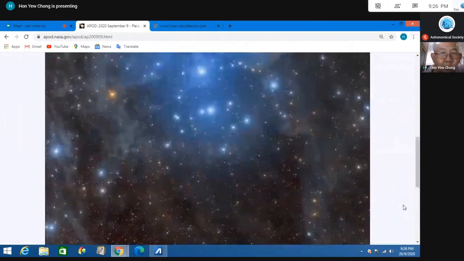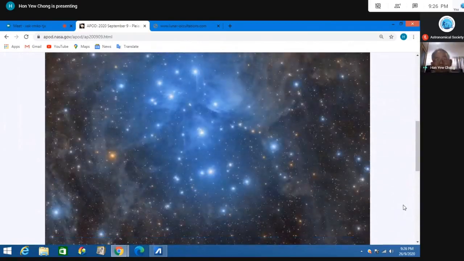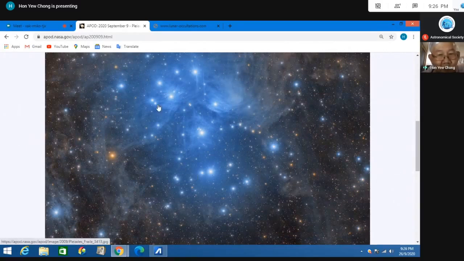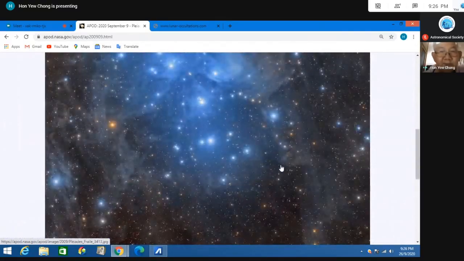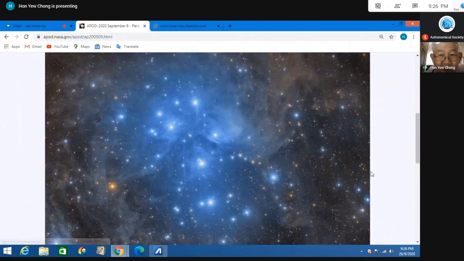So beautiful. Wow. Remember, most people say seven sisters. But no, with a powerful, good telescope and with a camera, there are actually 1,000 sisters in the Pleiades star cluster. And they are all very what? Young stars. Why? Each of the stars here is emitting a lot of nebulosity.